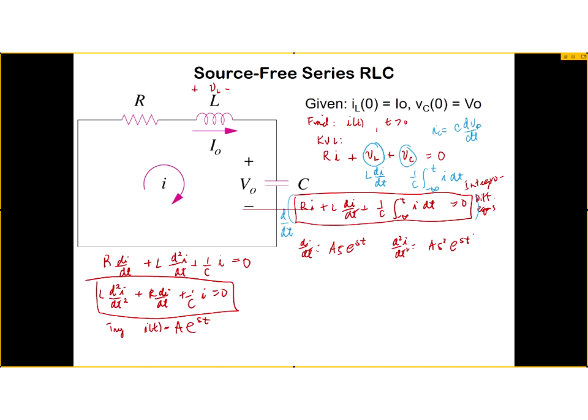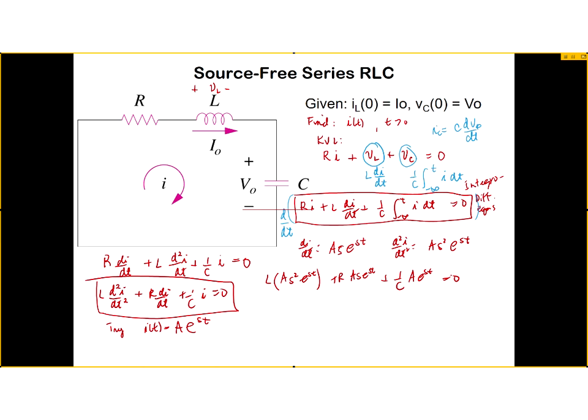Yes. So if we substitute I, di dt, and d squared I dt squared into the differential equation, we're going to get something like L times our second derivative, a s squared e to the st, plus R times di dt, which is a s e to the st, plus 1 over C times our I, which is a e to the st, is equal to 0. Right? At this point, I am really not sure if this is going to be a solution. I just suspect that it could be. Okay? And then, this has to equal 0 all the time.